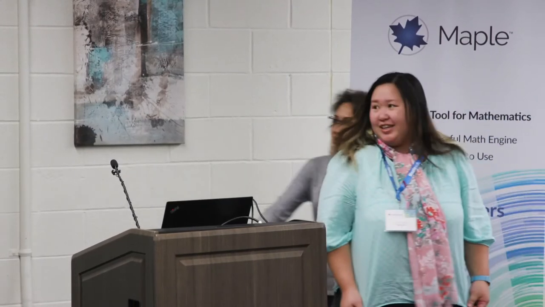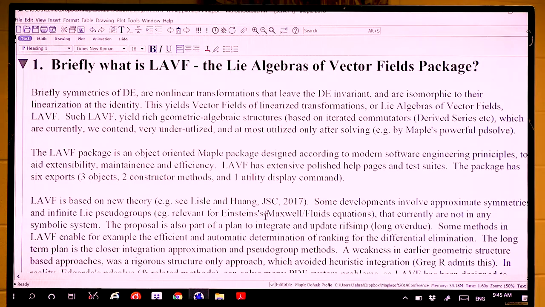Hi, I'm Tracy. I'm the person who developed the LAVF package. It was part of my PhD from 2011 to 2015. The LAVF package is a package where my goal is to help people find out information about the DEs underneath without attempting to solve the DE system. Knowing the differential system's behavior, whether it is scalable, whether it can be translated through space or time, is actually important for us.